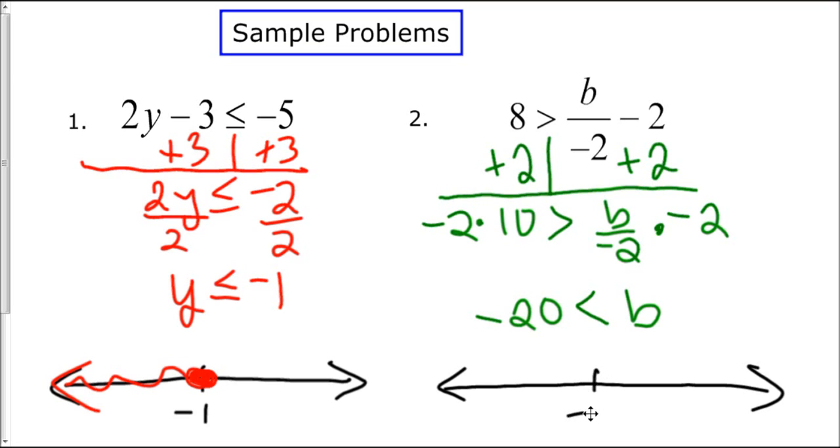My boundary here is at negative 20. And I need to decide open or closed circle. It's got to be open because negative 20 is less than b, but b cannot be negative 20. And I have to ask myself, negative 20 is less than what numbers? So negative 20 is going to be less than all the numbers over here, like negative 10 and 0 and so forth.